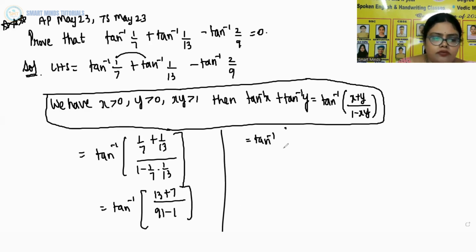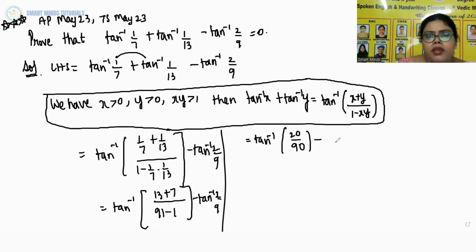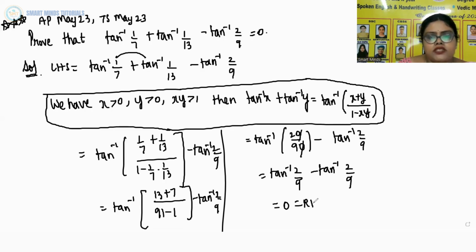And also you have minus tan inverse 2 by 9 in every step. So minus tan inverse 2 by 9. This is 20 by 90, minus tan inverse 2 by 9. 0, 0 cancel. This is tan inverse 2 by 9 minus tan inverse 2 by 9, which is equal to 0. This is RHS.